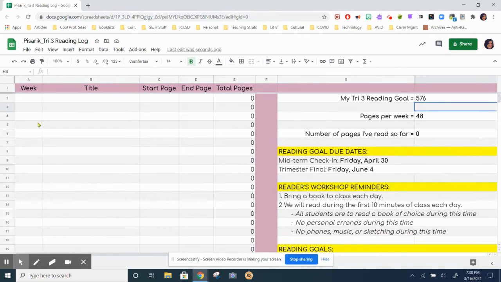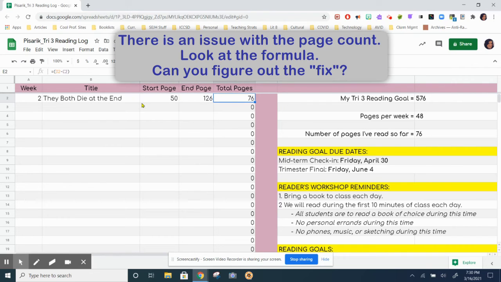Every Monday, we will be filling out this part together. So when we come back from spring break, it'll be week 2. Okay, and let's say I'm reading They Both Die at the End. Okay, last week I started on page 50, and let's say I ended on page 126. Yeah, you see a little bit of math happening here, don't you?